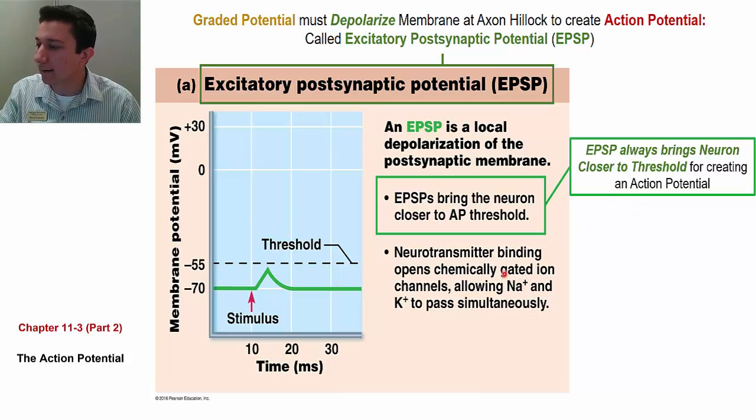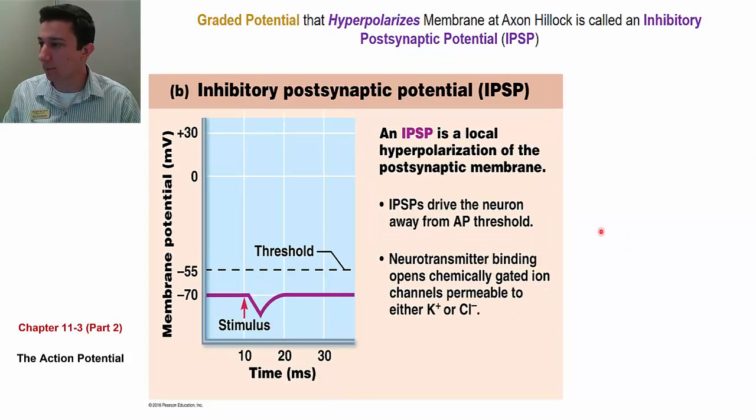And the reason for this is that the neurotransmitter that creates a graded potential is opening sodium channels and letting sodium come into our cell here. Okay.